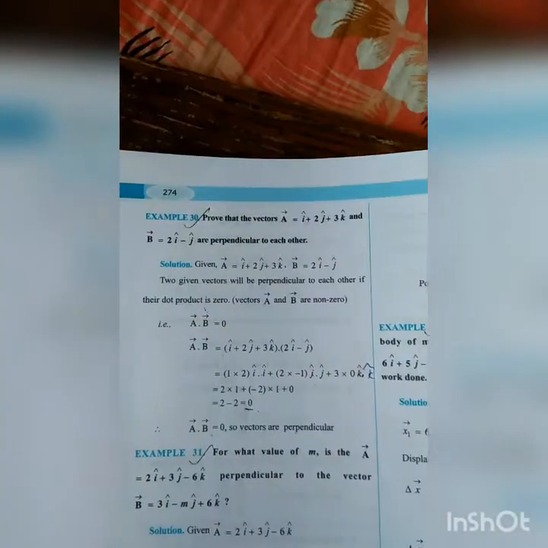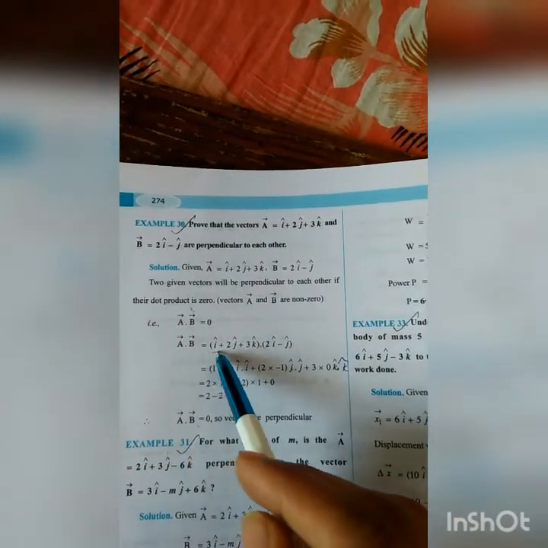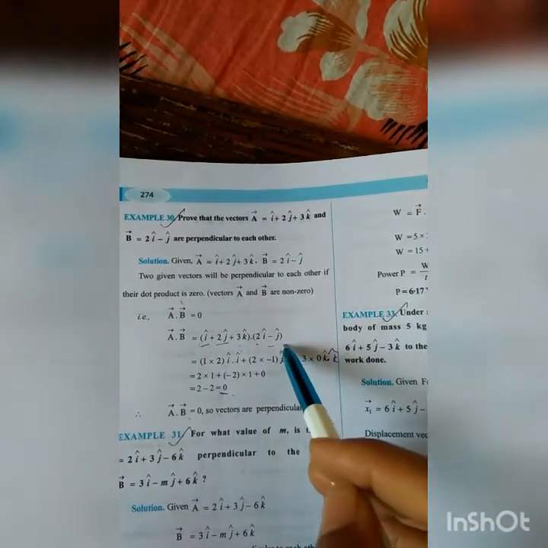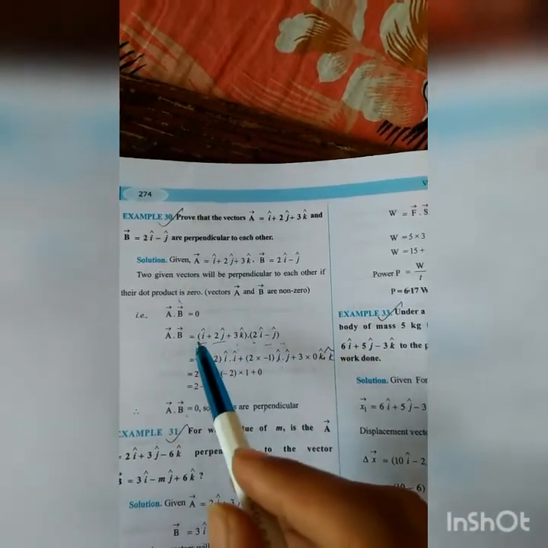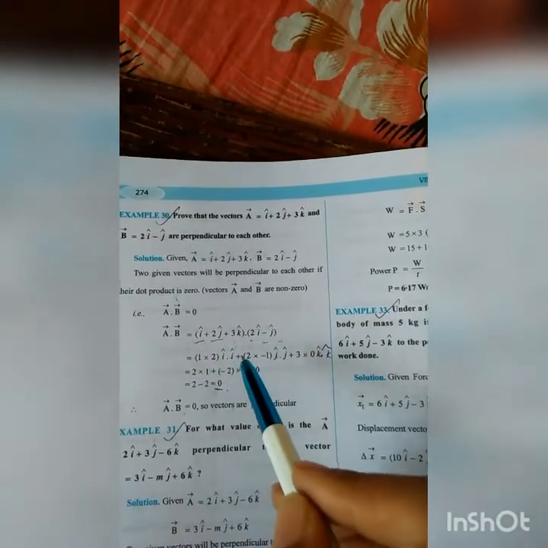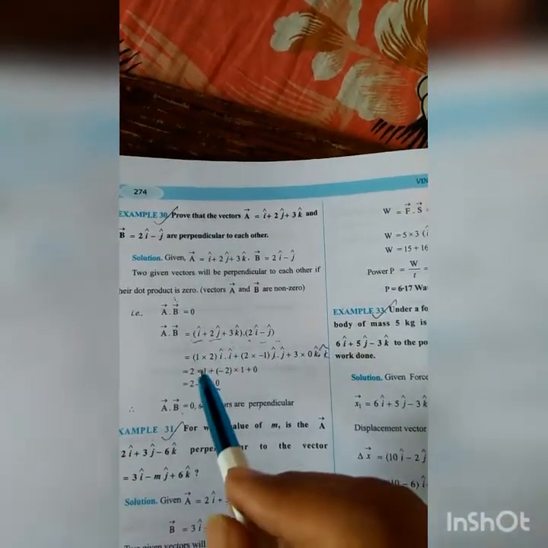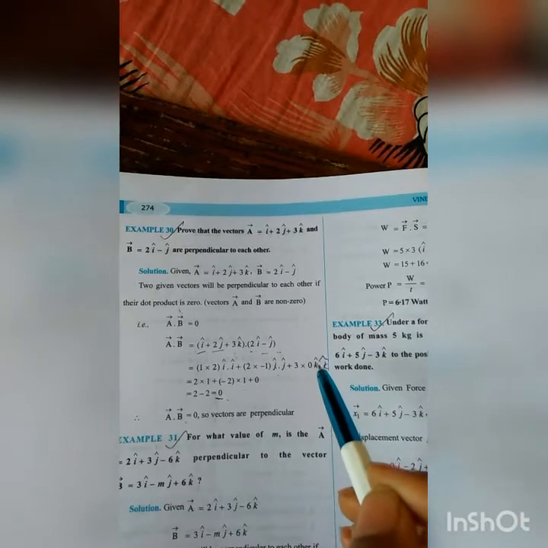First of all, you have to show the two vectors are perpendicular to each other. Means you have to find the dot product of the two vectors, right? So A dot B. In the dot product, we have to multiply I component with the I, J component with the J unit vector, and the K component with the K unit vector. In this case, K component is 0. Now, 1 into 2 I dot I plus 2 into minus 1 J dot J plus 3 into 0 K dot K. I dot I unit vector is 1, J dot J unit vector is also 1, K dot K unit vector is also 1.